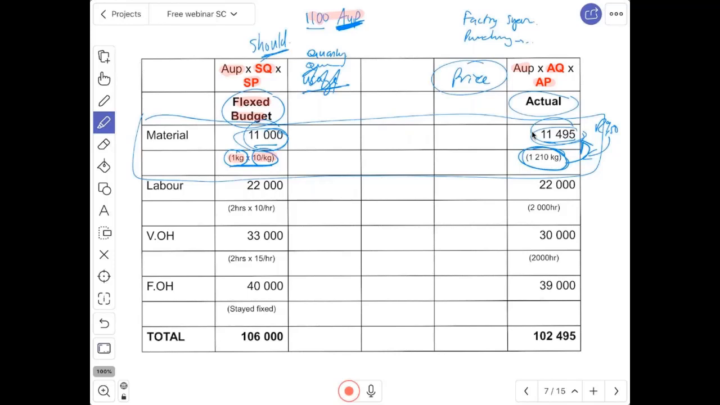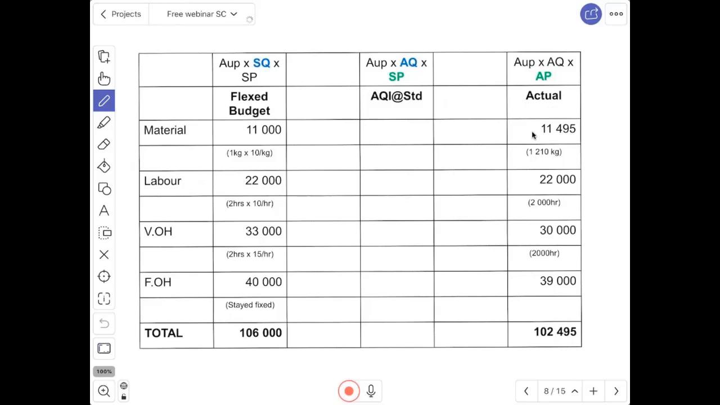So now we've got a big problem here, splitting this variance, because we've got the standard quantity versus actual quantity and standard price versus actual price, and we need to isolate the differences. So I'm going to put in a new column in the middle. We call this column the actual quantity from this side at the standard price from that side. So now this middle column is actual units produced again, at actual quantity times standard price. And you can already start seeing where our formulas are going to come from.